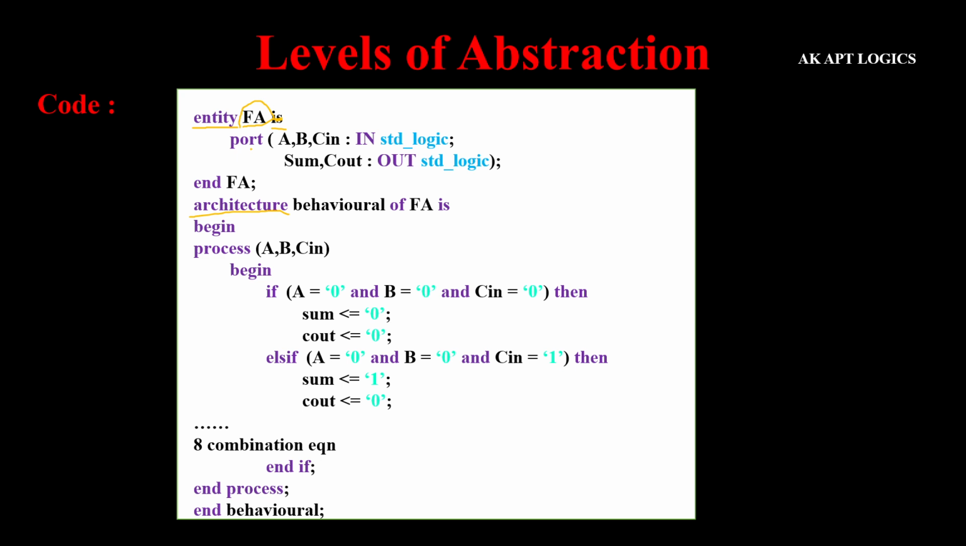Then I go to the port clause, so I have used the port keyword and opened the parenthesis. In that I have mentioned the inputs. We have a total of three inputs: A, B, C in. All these are input ports, so we specify them on the same line by separating them with commas, and then colon in.